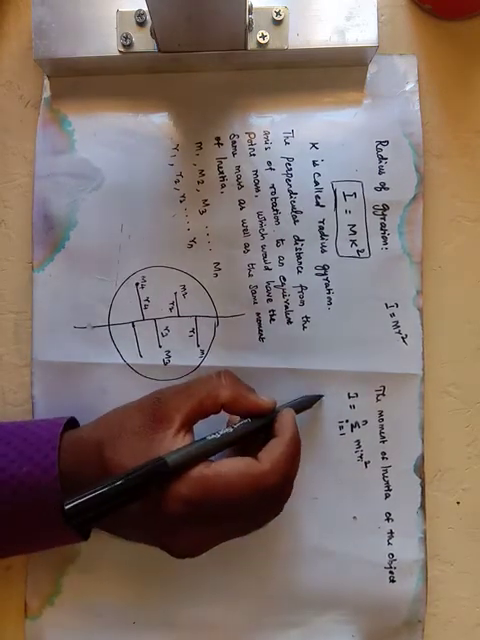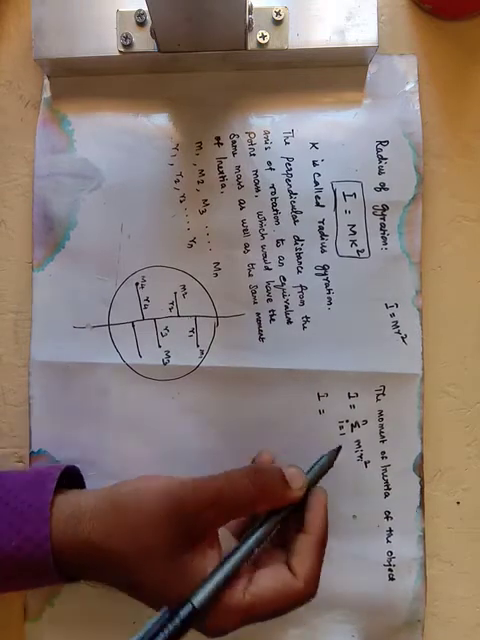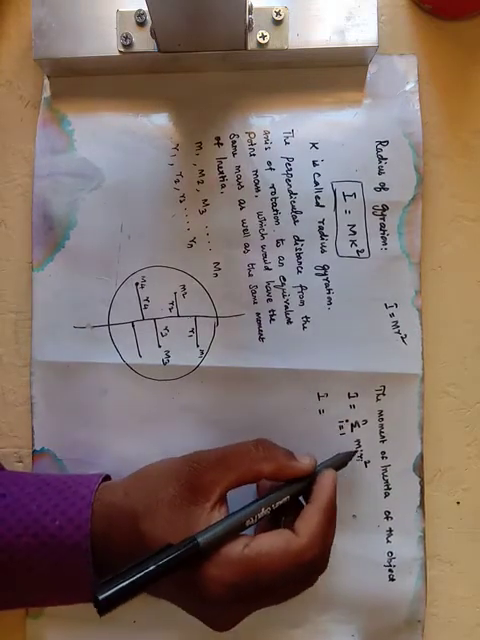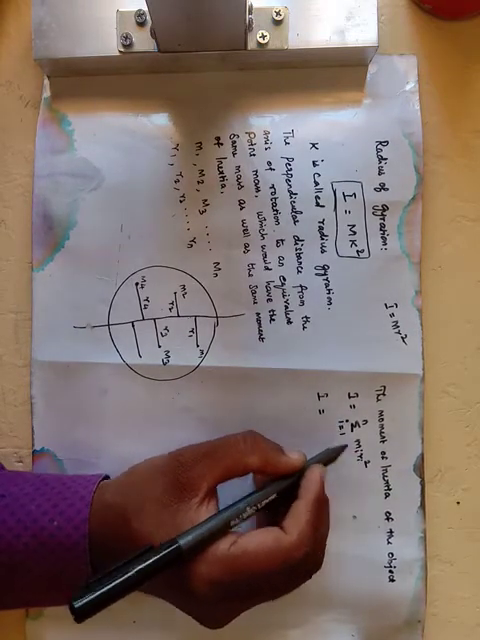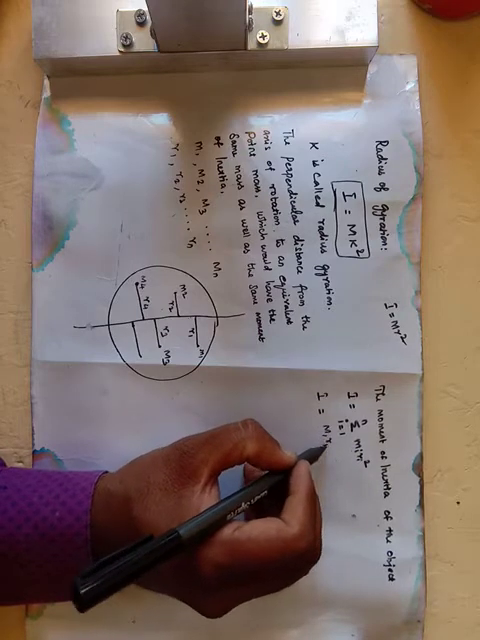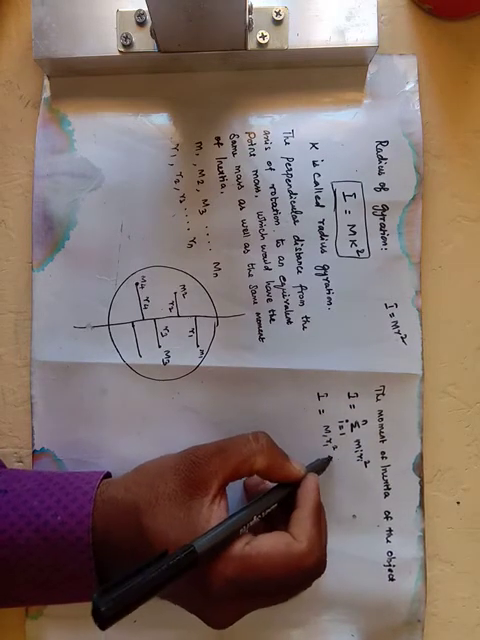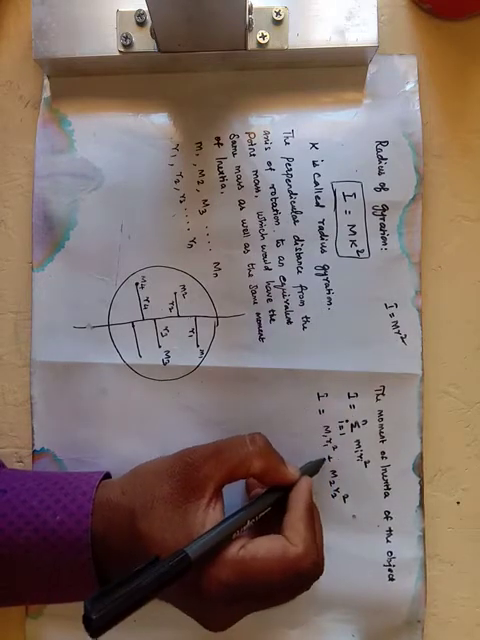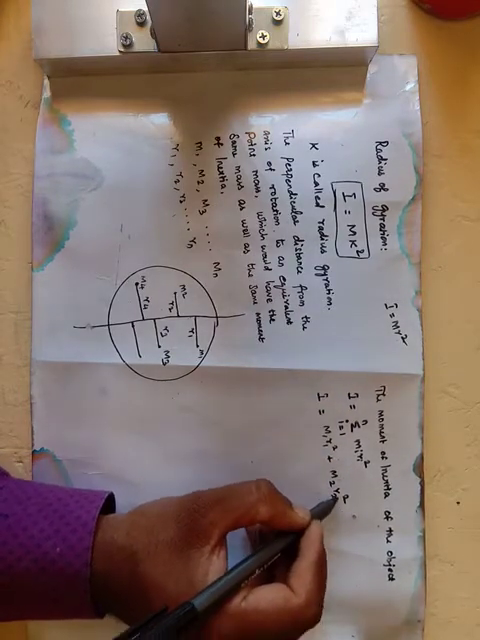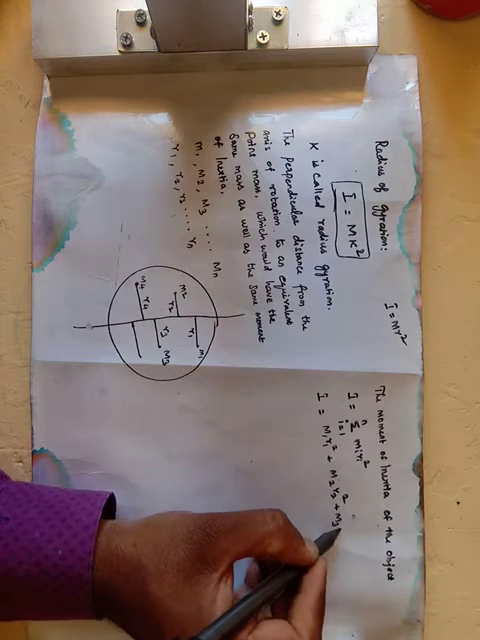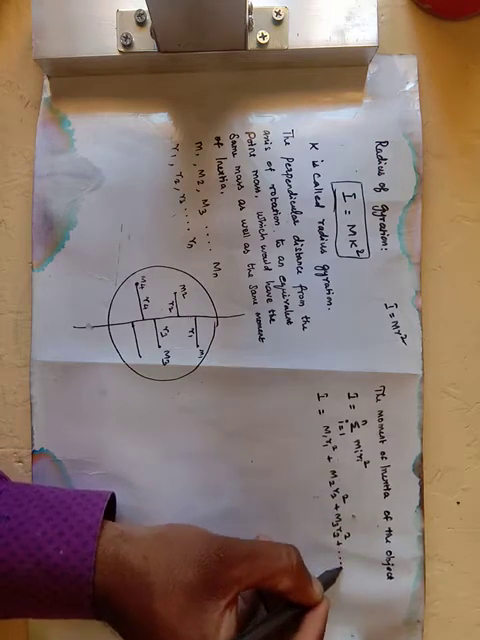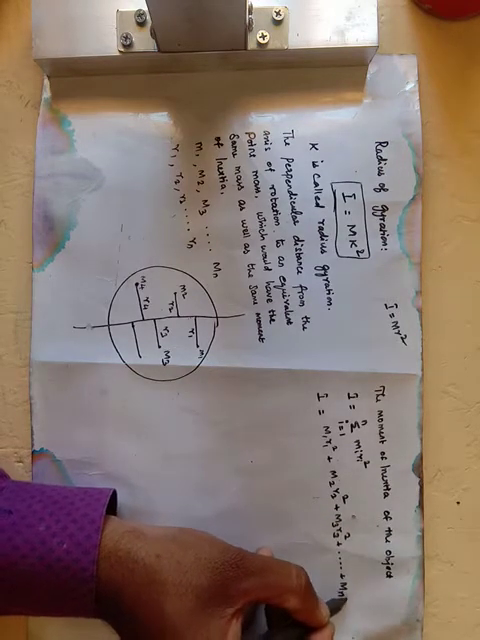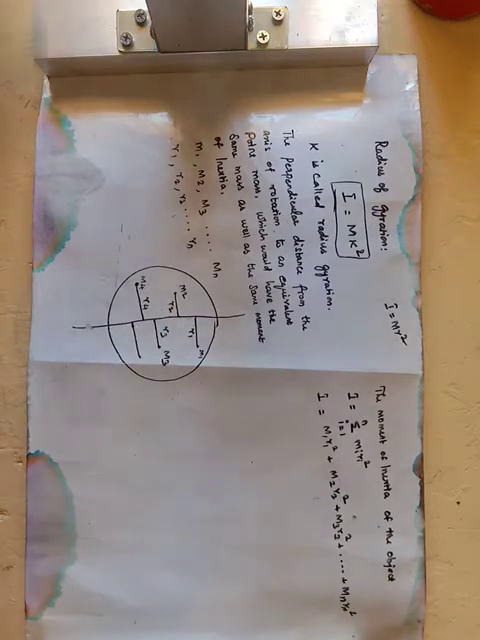So it has an expansion. What is the meaning of summation i = 1 to n of mi ri²? First, substituting 1 gives m1 r1². Next, 2 gives m2 r2². The summation means we are adding these values. So like this we can write plus m3 r3² plus and so on plus mn rn².